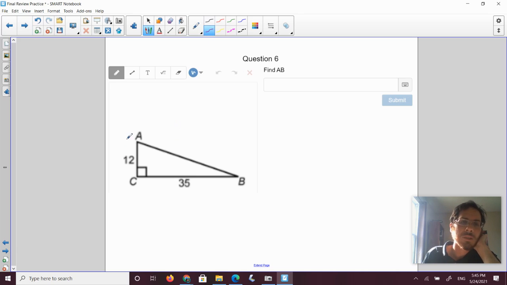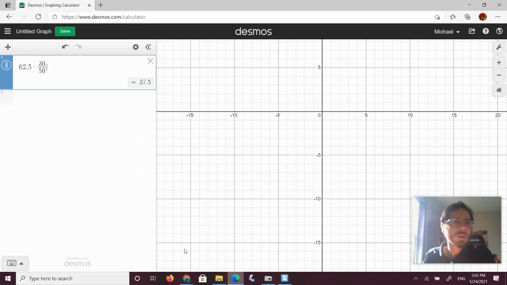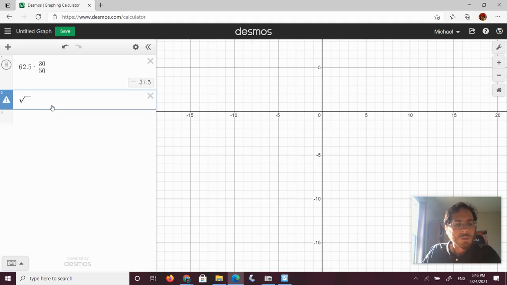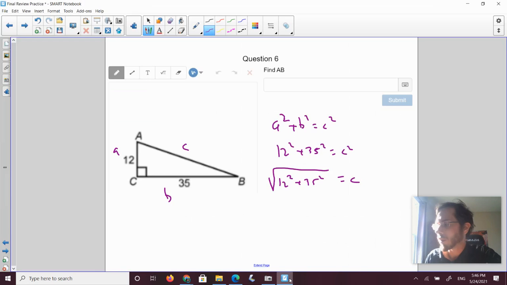Next we want to find AB. This is definitely a right triangle, so we're going to use the Pythagorean theorem. So we've got A, we've got B, we've got C. So A squared plus B squared equals C squared. So 12 squared plus 35 squared equals C squared. Which means the square root of 12 squared plus 35 squared equals C. And at that point, we're just going to throw it into the calculator. So the square root of 12 squared plus 35 squared. We get 37. There we go. That's kind of a nice answer. So we get 37 equals C.